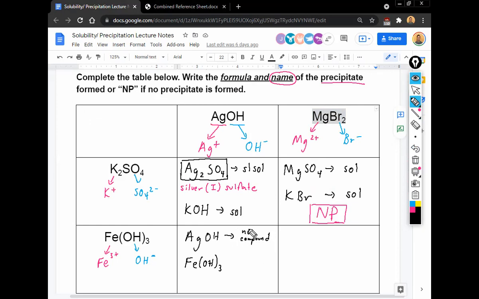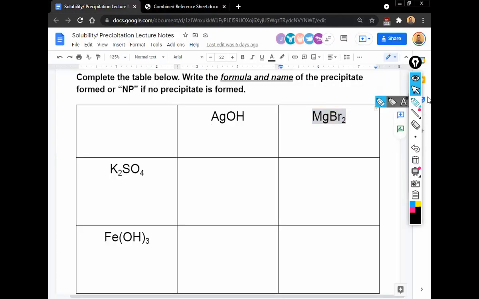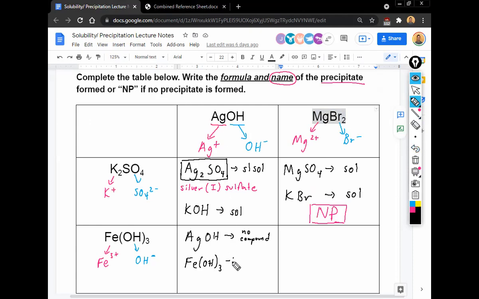Okay, so no compound. And then for Fe(OH)3, we can look at Fe and OH, and it looks like this is insoluble. So we would just put insoluble. And so this would be your precipitate. And then for the name, we would just write iron because it's Fe. Since it's in the middle of the periodic table, we need the parentheses. So iron(III), and then the anion is hydroxide. Okay, so the chemical name is iron(III) hydroxide. Any questions about that box?